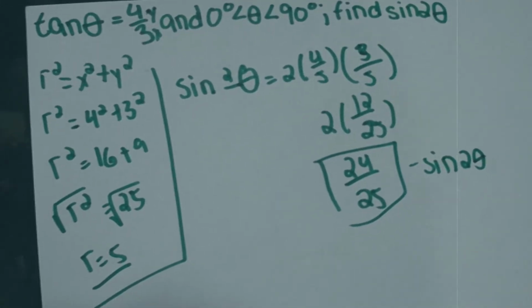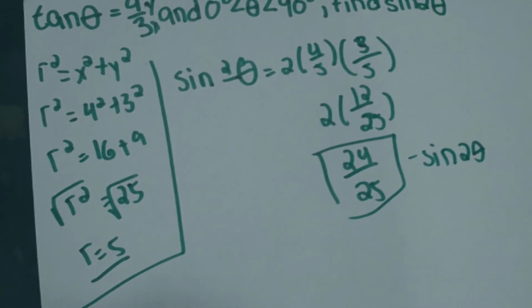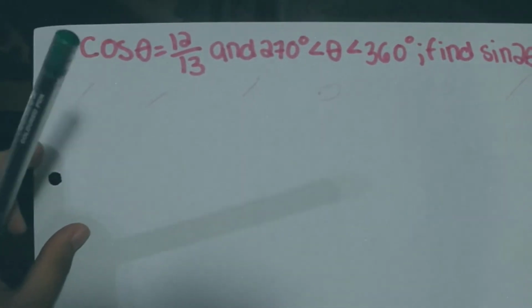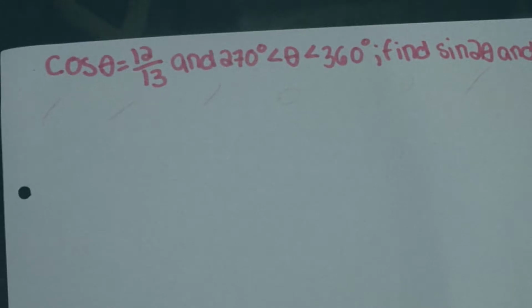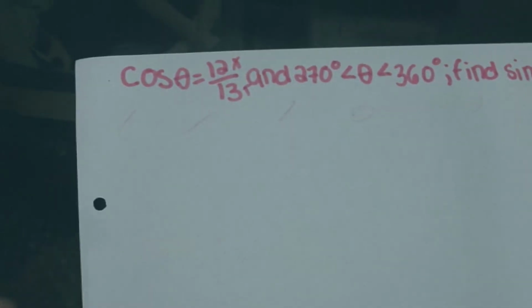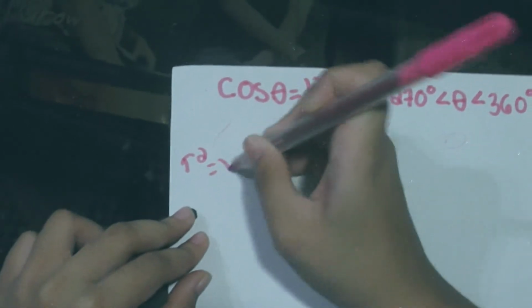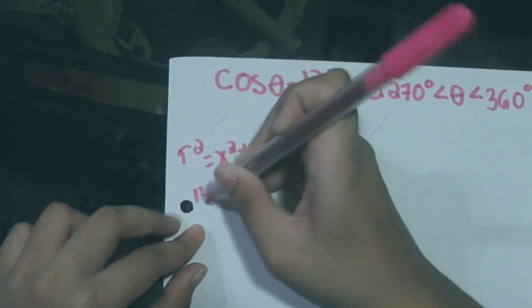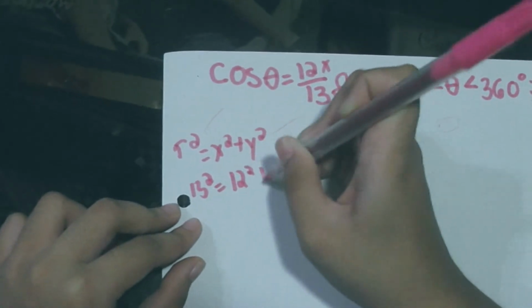And now we will solve the second example. For this, we will use two formulas, for sine and for tangent. Cosine is x over r, so now we need to find y. Let's use the Pythagorean theorem again. r squared is equal to x squared plus y squared. 13 squared is equal to 12 squared plus y squared.